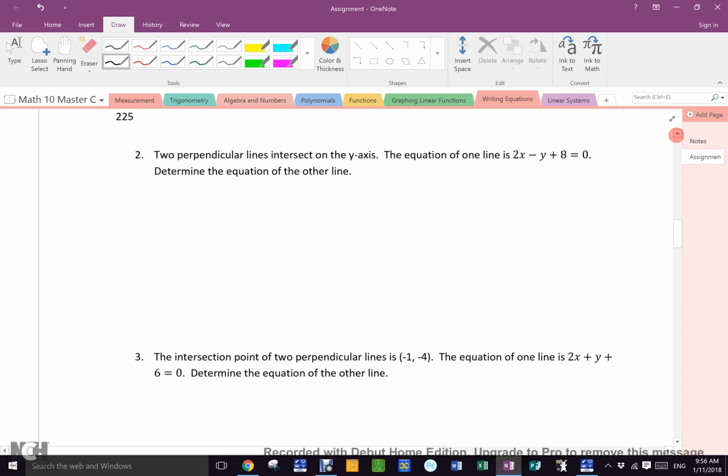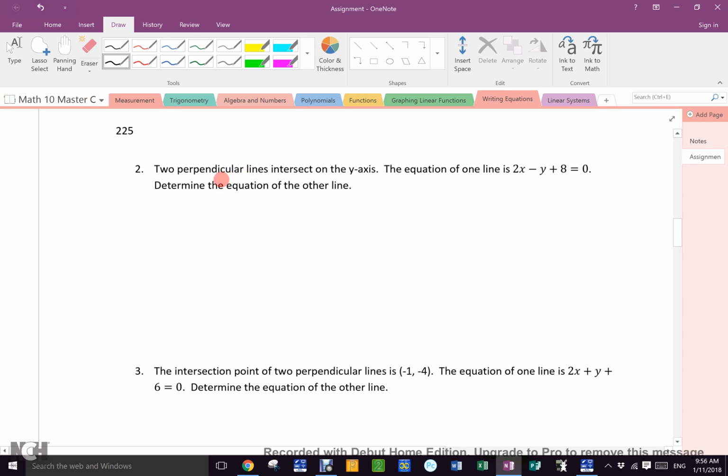225, you guys have seen a question like this already. Two perpendicular lines intersect on the y-axis. If they intersect on the y-axis, what do we know about them? They have the same y-intercept. And if they're perpendicular, what do I know about their slopes? Opposite reciprocal. So if I know this slope and y-intercept, do I automatically know the slope and y-intercept of the other line? Right, great.